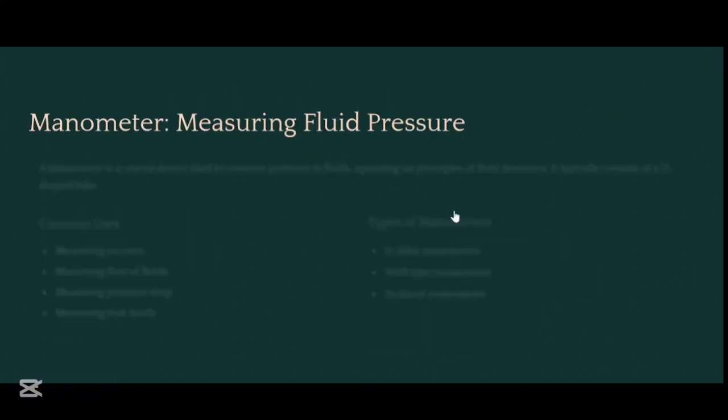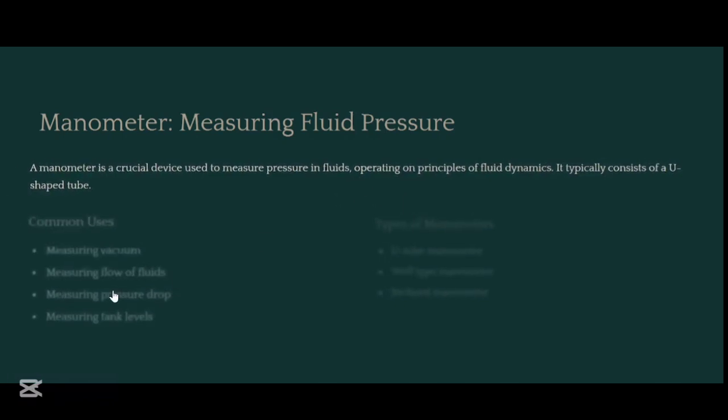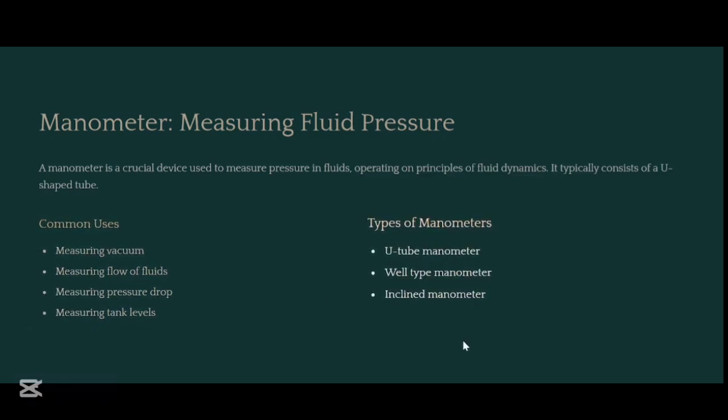The manometer, which is useful for measuring fluid pressure. A manometer is a crucial device which is used to measure pressure in fluids. Operating on principles of fluid dynamics, it typically consists of a U-shaped tube. Common uses: measuring vacuum, measuring flow of fluids, measuring pressure drop. Types of manometers: U-tube manometer, well-type manometer, inclined manometer.